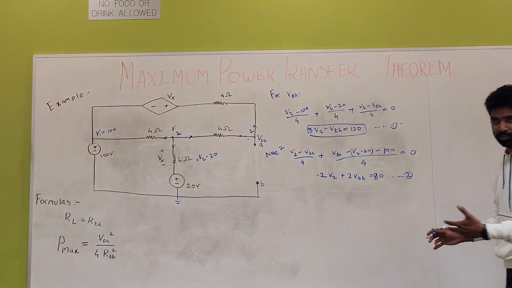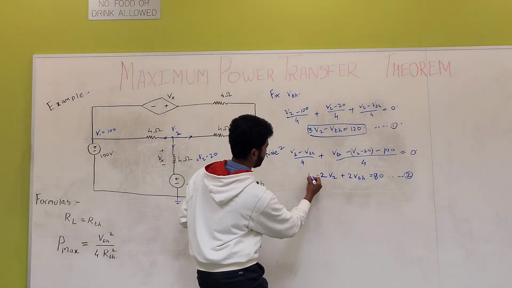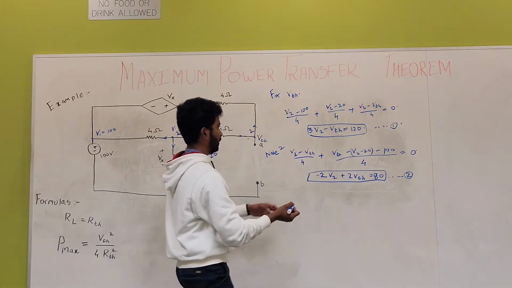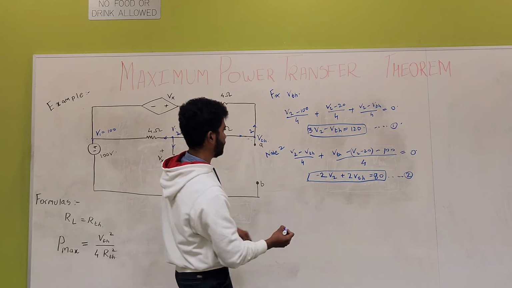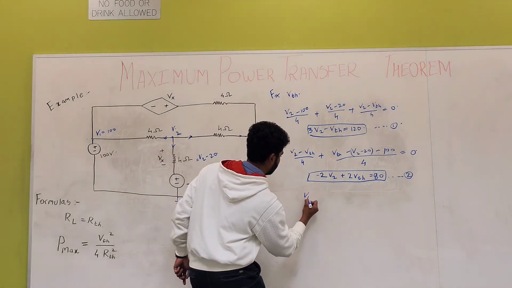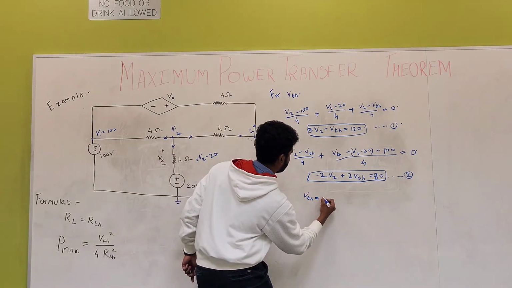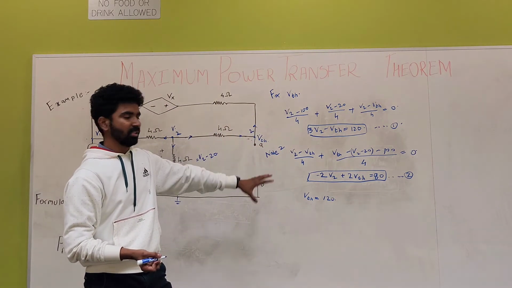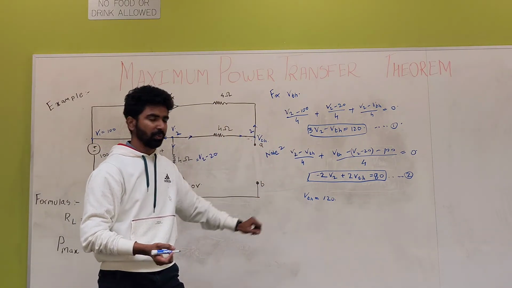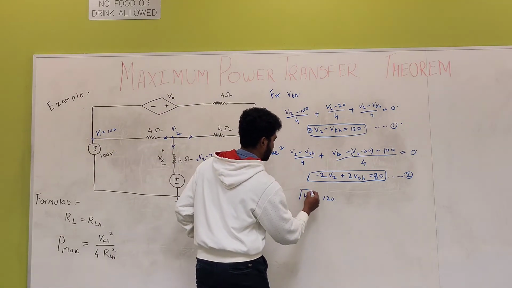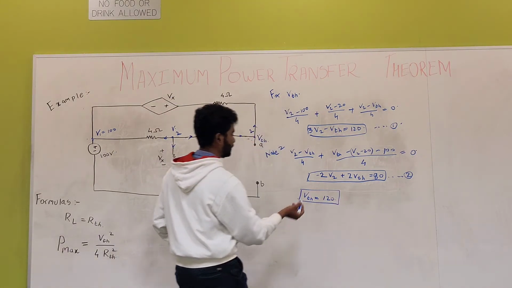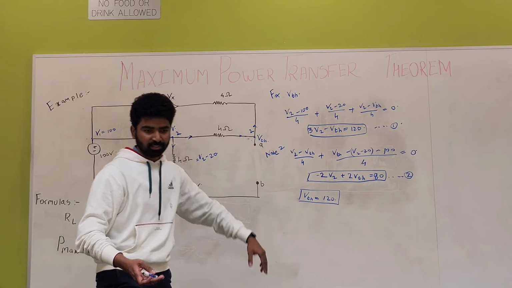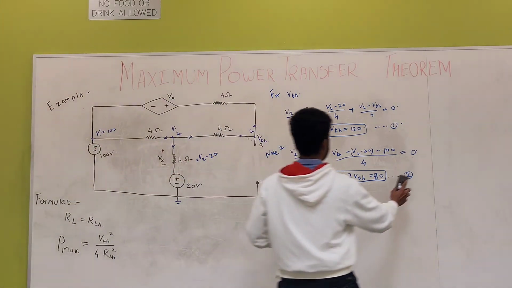Now solving these two simultaneous equations, I can get my VTH is equal to 20. Okay, this was part 1. I got my VTH. Now for getting RTH, I'll erase this and do it for RTH.